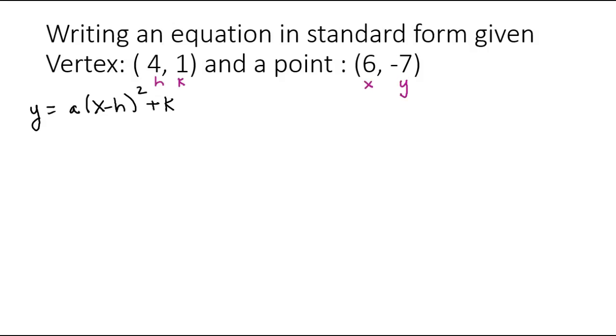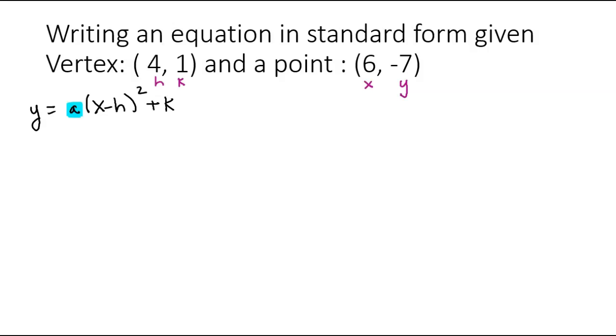If you think about it, I know my y, I know my x, I know my h, I know my k. The only thing I don't know is this a. So basically, we're going to be solving for our a by doing substitution. That's all that this problem is asking you to do.